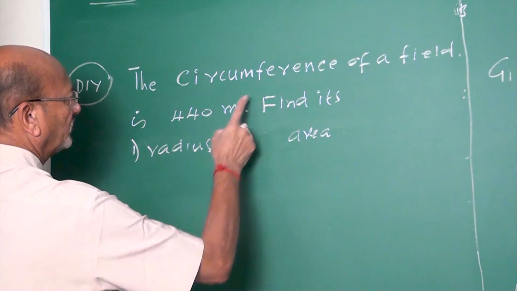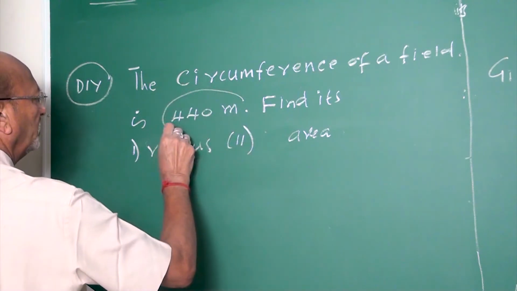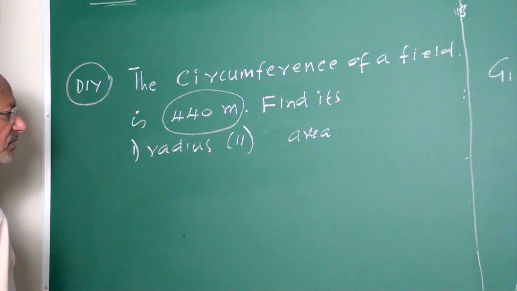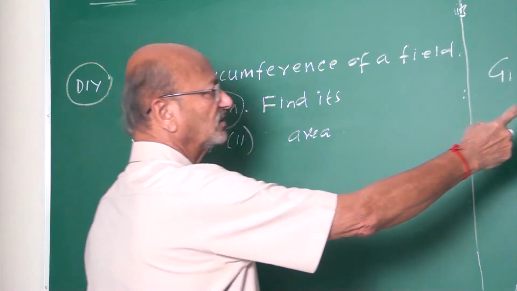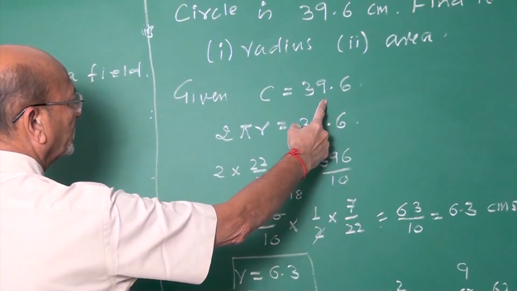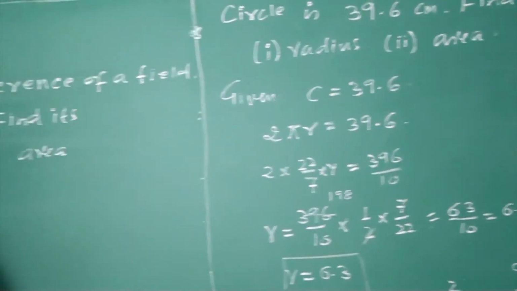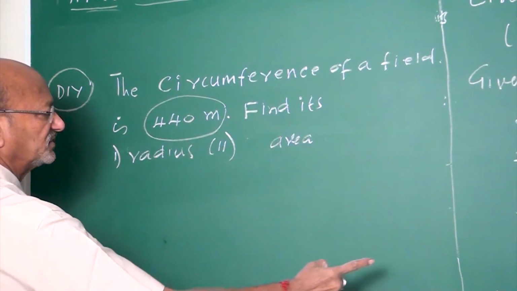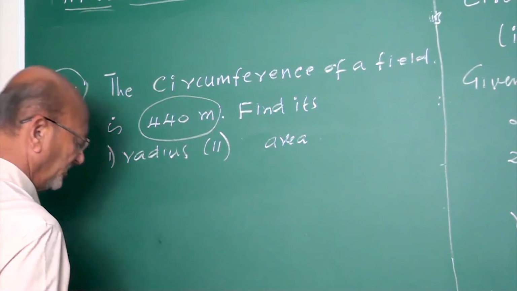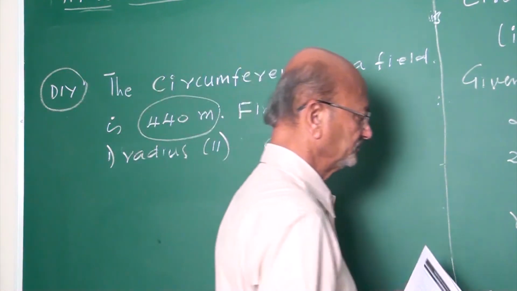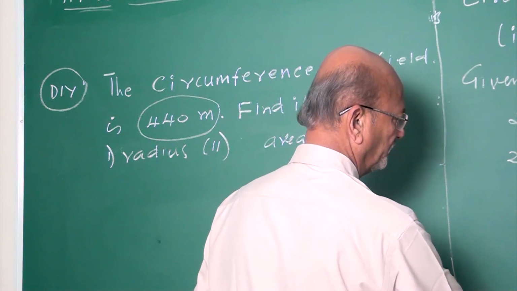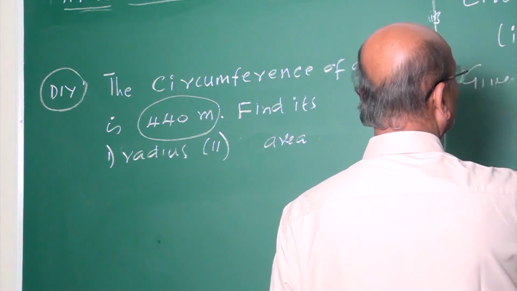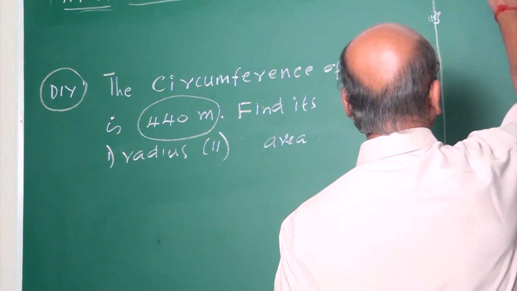See, circumference here is given as 440 meter. If you convert this meter in terms of centimeter, here it is given as 39.6 centimeter. Instead of this, it is given 440 meter or 440 into 100 centimeters. Using the same formula, we have to find the radius and area. Next, friends, these are solved examples in your textbook. Next, examples in the exercise 5.1.